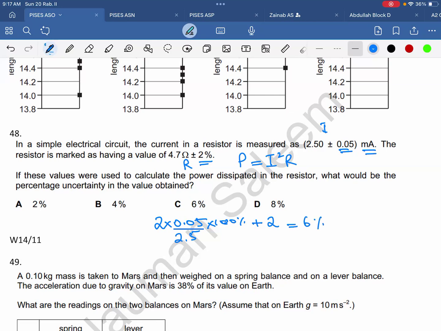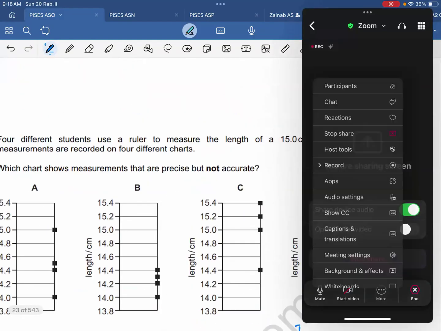6%. It means C is the right answer. So remember one thing, we have to be careful. We have to see what type of uncertainty is given to us. If a percentage uncertainty is given, we need to take it directly. And if it is an actual uncertainty, just like current here, we need to calculate the percentage. Hope you understand it.